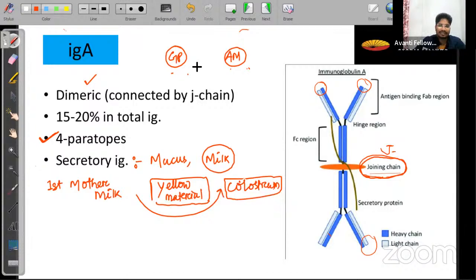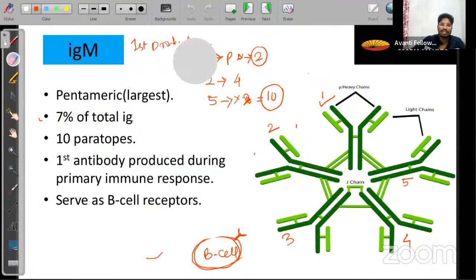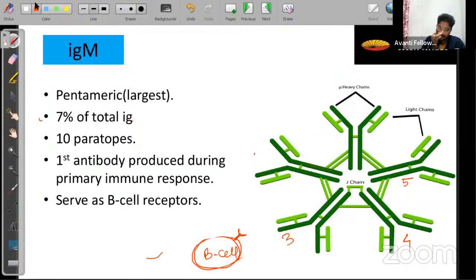Okay, well, I'm moving to the next slide now. Next one is your IgM. Next will be your IgM. The basic structure will be the same, don't worry. So IgM is pentameric and it is the largest.